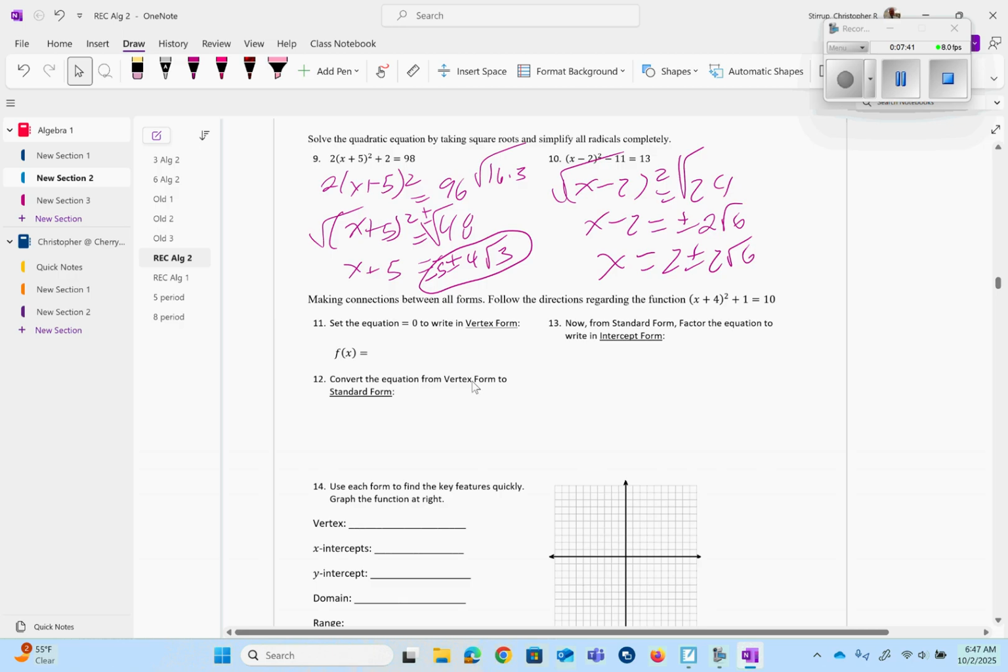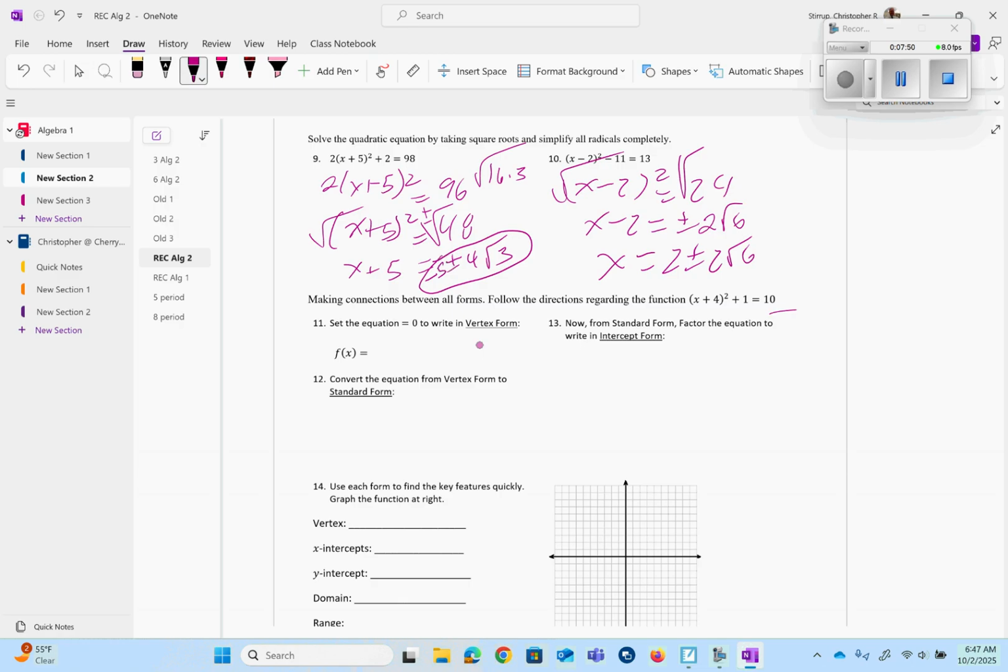All right, set the equation equal to 0. Okay, so if we set it equal to 0, that means I'm going to subtract 10 from both sides of here. So that's going to give me x plus 4 quantity squared minus 9. And they want us to put it in standard form, so x plus 4 times x plus 4 minus 9. So that's going to give me x squared plus 4x plus 4x, which is 8x plus 16. 16 minus 9 is minus 7, so that's our standard form.